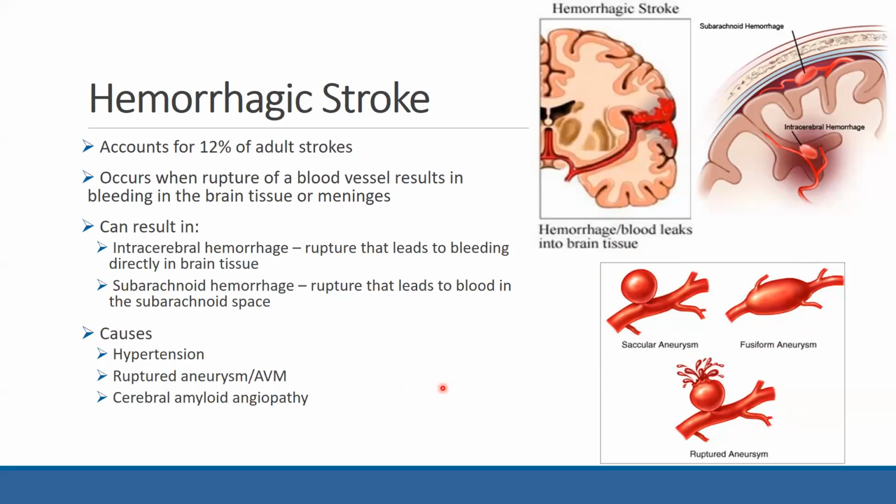Cerebral amyloid angiopathy is a condition where your arteries are a little bit leaky and you get a lot of little bleeds, a lot of little hemorrhagic strokes that can cause progressive deficits as you have more and more of these incidents.